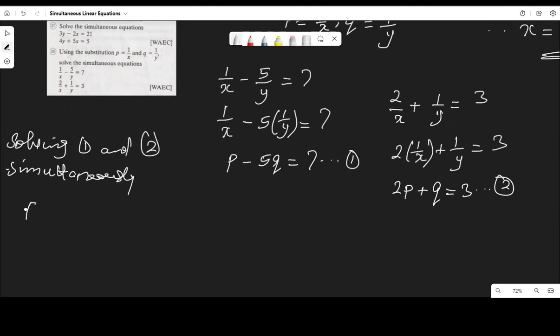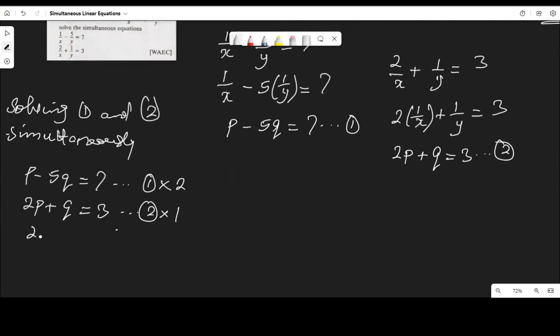I want to rewrite it: p minus 5q equal to 7, that is my equation 1. And equation 2 says 2p plus q equal to 3. I want to use elimination and I'm eliminating p. But here the coefficients of p are not the same, so we need to make them the same by multiplying equation 1 by 2, and multiplying equation 2 by 1. That gives us 2 times p is 2p, 2 times negative 5 is negative 10q, equal to 2 times 7, 14. Then 1 times p is 2p, 1 times q is q, 1 times 3 is 3.